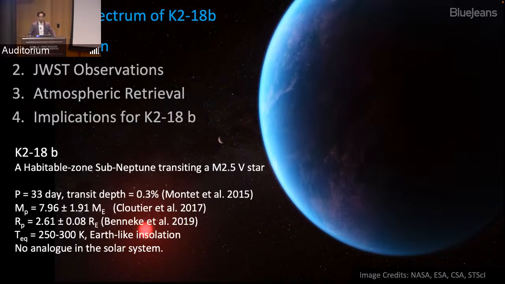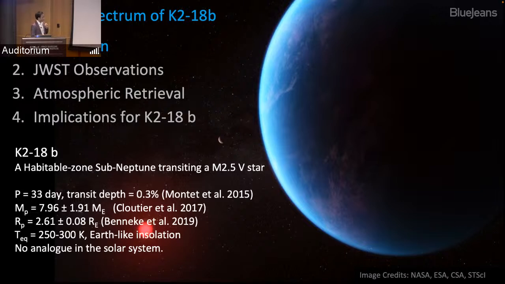Big picture, why are we interested in this planet, K2-18b? The planet properties are here. The bottom line is that it's a small planet, a sub-Neptune, orbiting in the habitable zone of an M dwarf. Okay, so that should be interesting in its own right. It orbits in a 33-day orbit, with a small transit depth relative to the hot Jupiters we are used to. But this planet is about 8 times Earth mass, and roughly 2.5 times Earth radius.